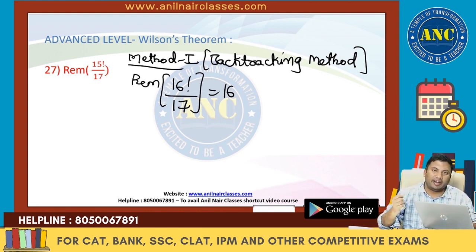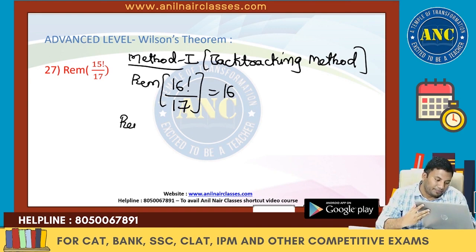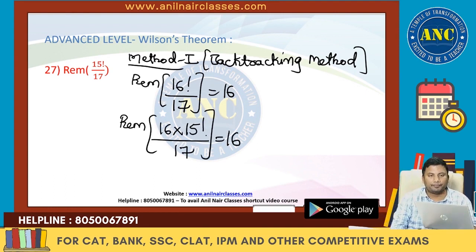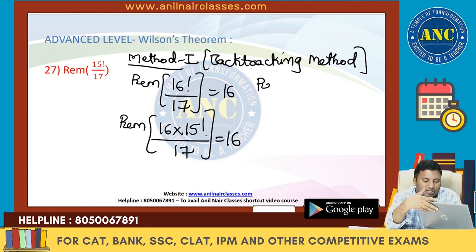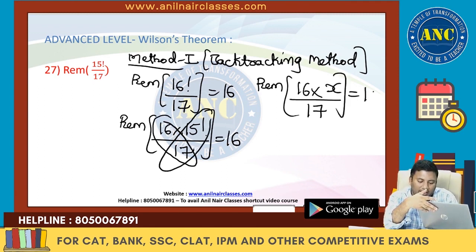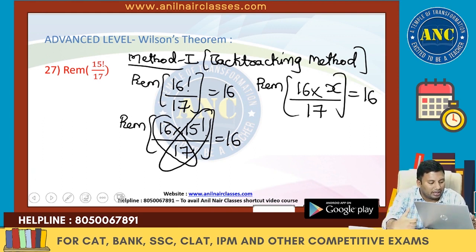16 factorial divided by 17, it is 16. 16 factorial is 16 into 15 factorial, divided by 17, it is 16. Till here clear? 16 divided by 17, remainder is 16. We discussed this concept in negative remainder. 15 factorial by 17, we don't know the remainder. But when I divide, I will get the remainder 16.